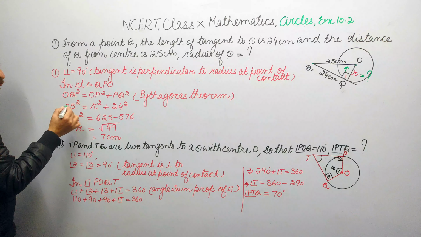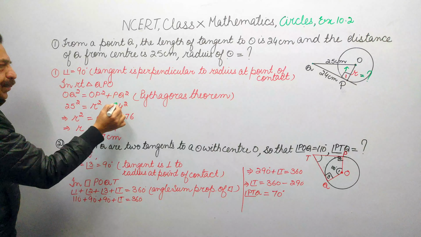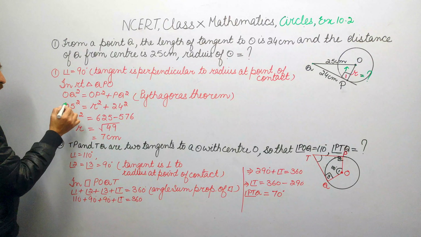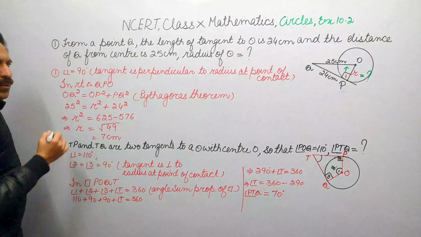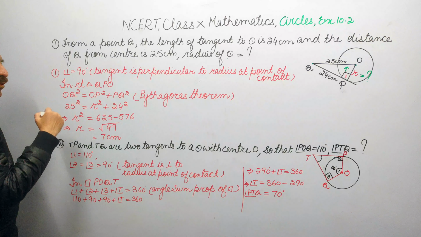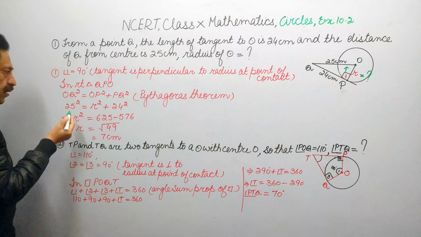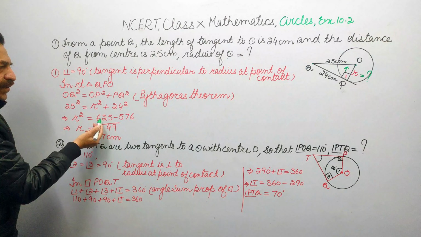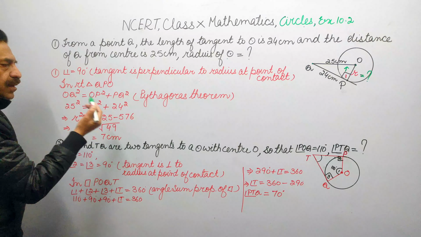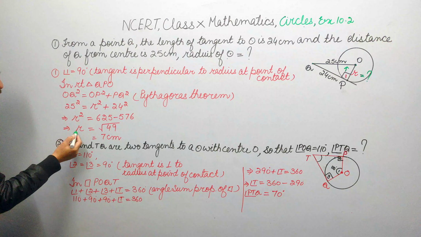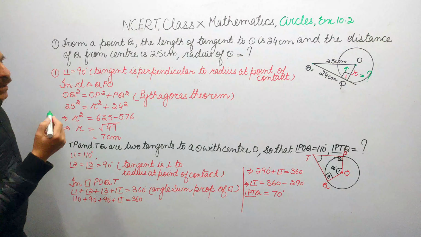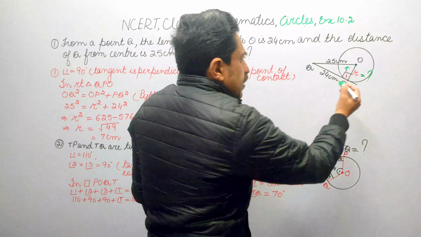Now putting the values of OQ and PQ, we get 25 square is equal to r square plus 24 square. Transposing 24 square and finding the squares, square of 25 is 625, square of 24 is 576. The difference is 49. So square root of 49 is 7. Radius of this circle is 7 centimeter.